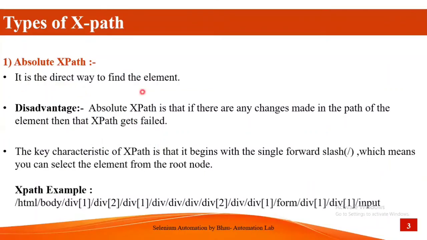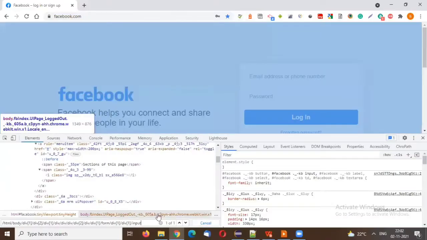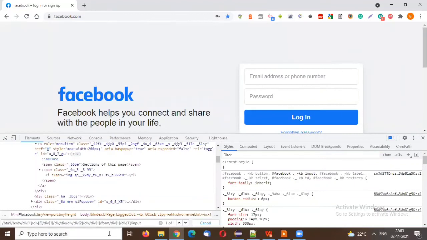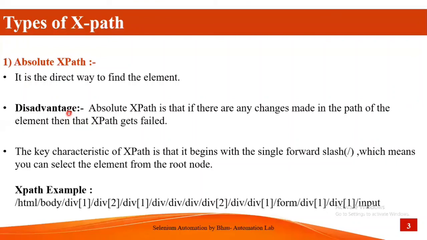Okay, so there is a big disadvantage while working with the absolute type of XPath. In real-time scripting, you can't use this type of XPath in your script. If you use it, there is a chance your team lead or your manager will reject your script. Because if there are any changes made in the path of the element, then that XPath fails.